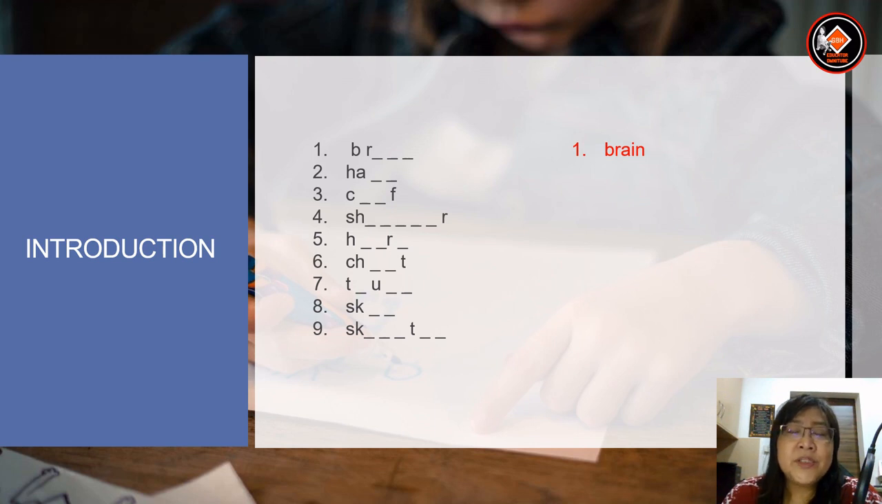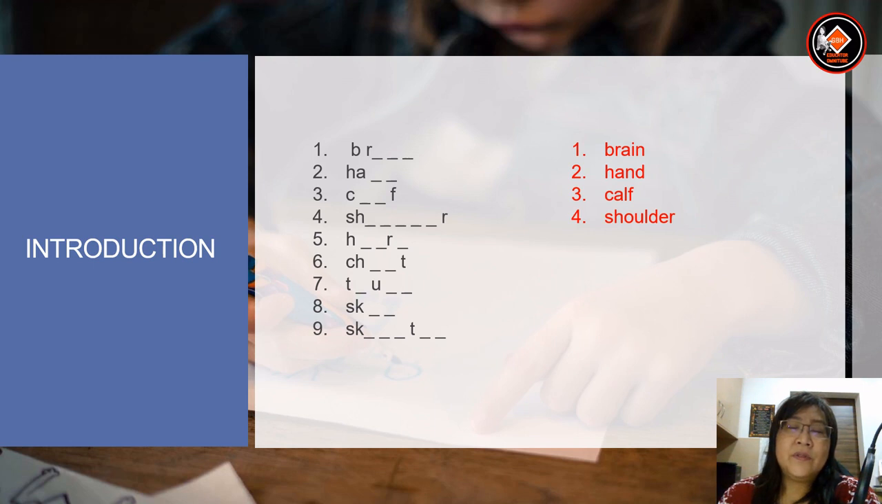Number 2, you have HA, so there are 2 missing letters. The answer is hand. Number 3, C, and then you have 2 missing letters, and then you have the F. Okay, the alphabet F, C, F. So answer is calf. Number 4, SH, and there are 5 missing alphabets. And then you have R. So answer is shoulder.